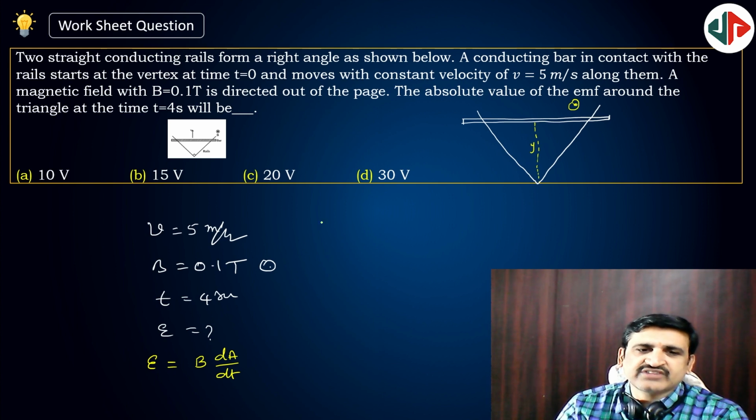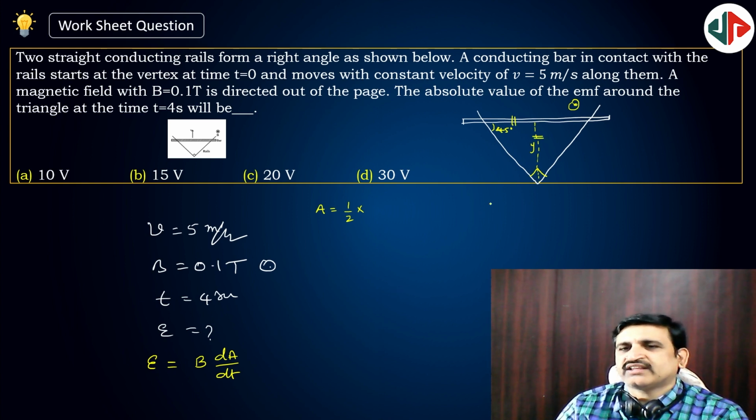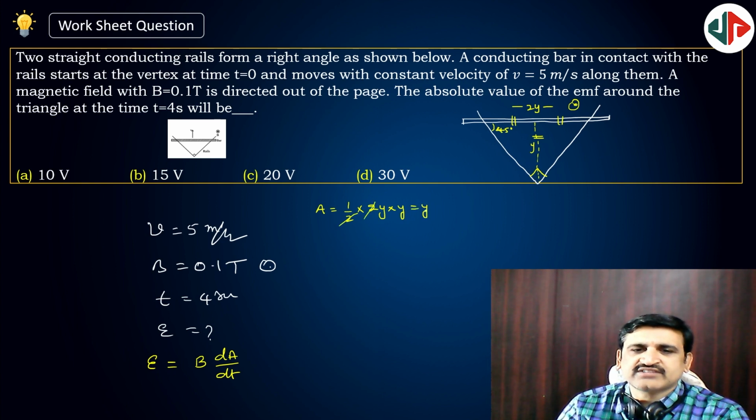So, what is the area of that? Area A is equal to half into, this is 90 degrees he said. It will be 45 degrees. If it is 45 degrees, then this side and this side will be equal. That means if it is y, this will be 2y at an instant of time. So half into base into height. Half into base into height. 2 gets cancelled. It will be y square.